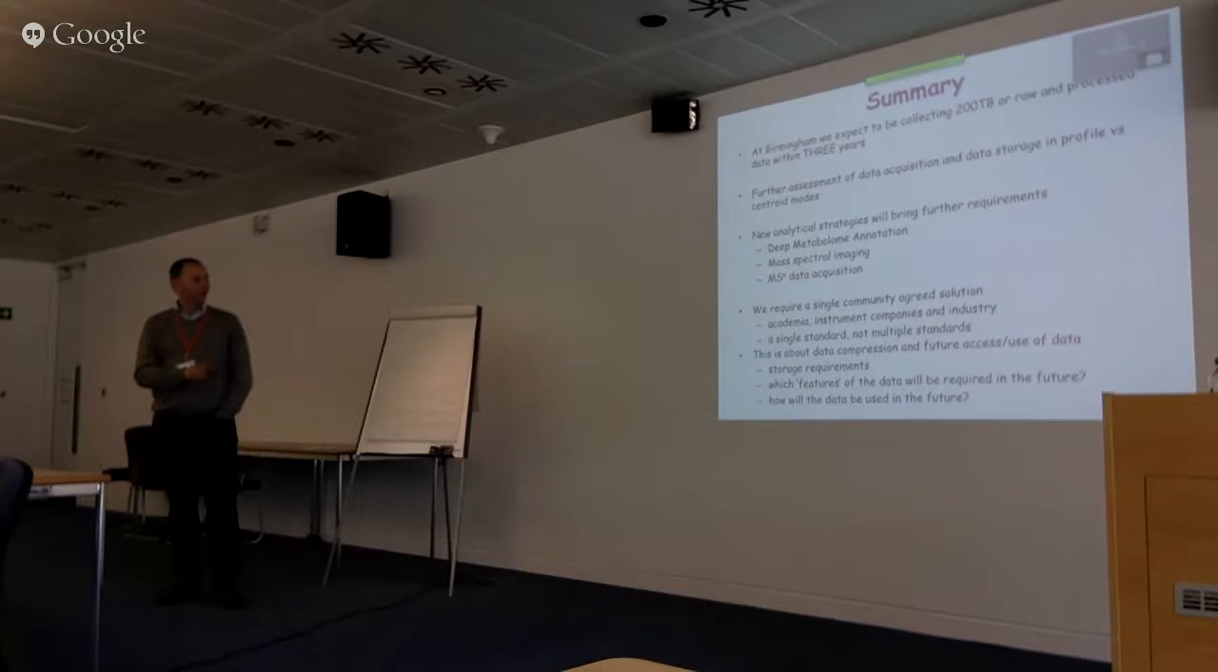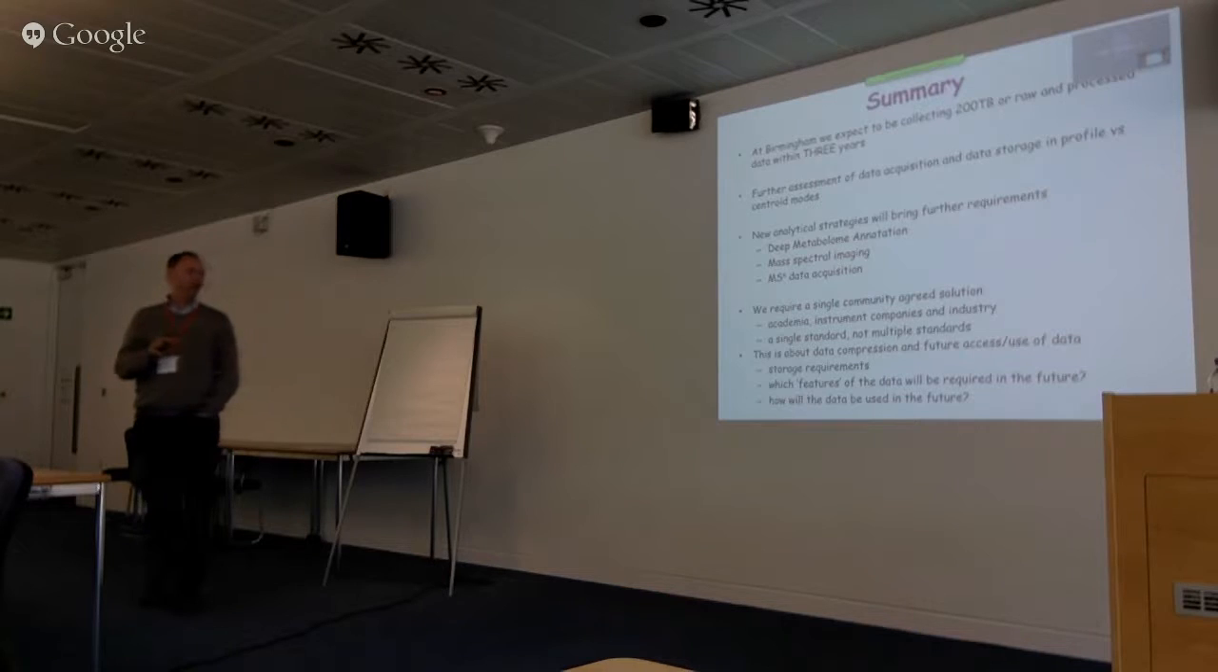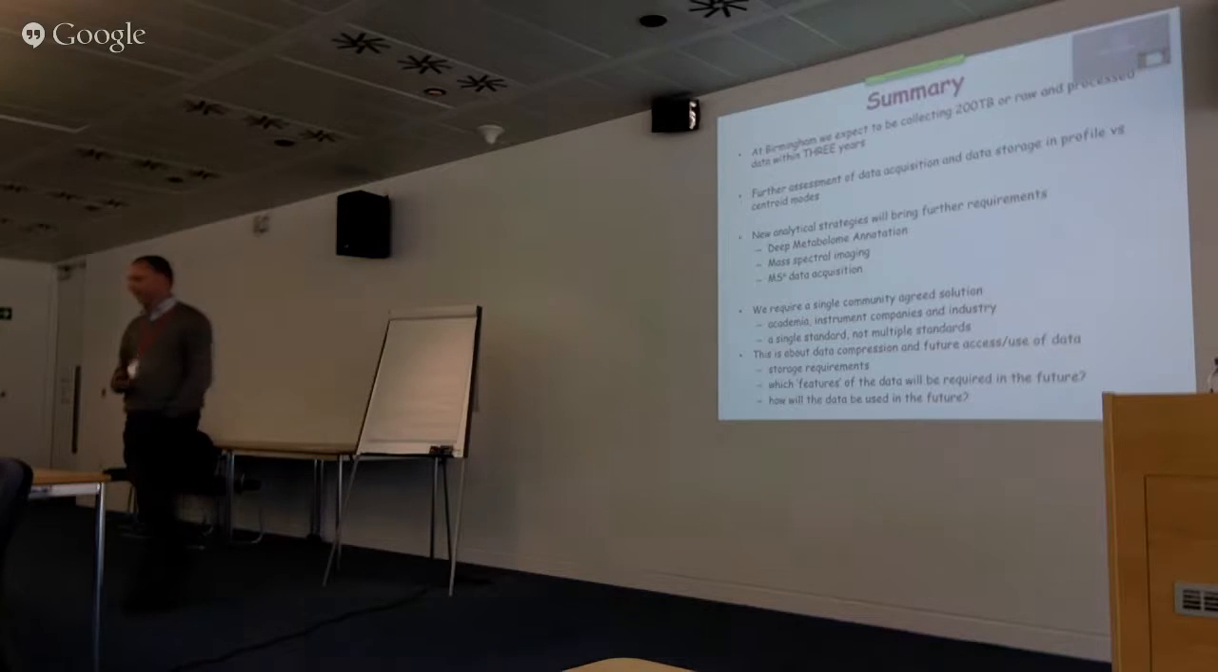Just two very quick things. We require a single community-agreed solution. I think we all agree here that that's required. We want to be applying the same process throughout. And really, when we decide what we want to do, we want to be thinking about what we're going to be doing with the data for the next 5, 10, 15, 20 years, how the data will be used and what we want to use it for, because that will really drive the threshold for reduction. Without deciding that, it's difficult to come up with one solution. That's it. Any questions? Thanks.